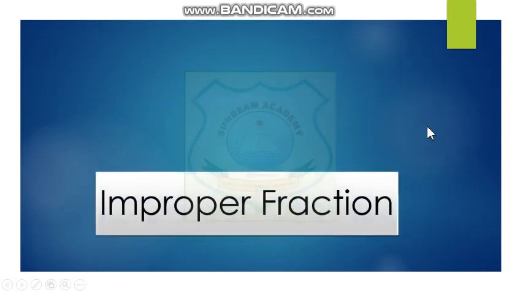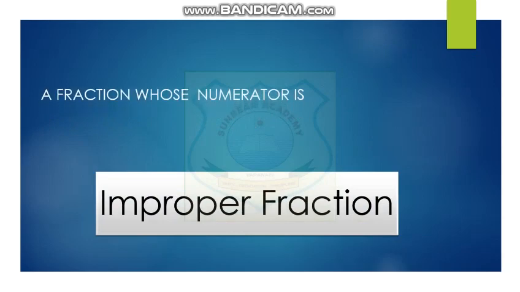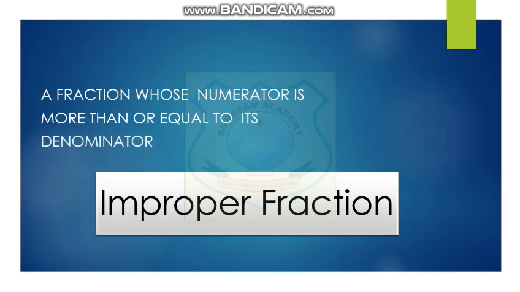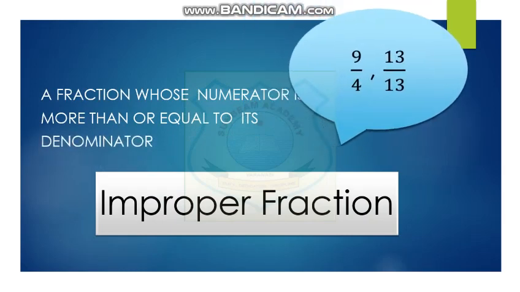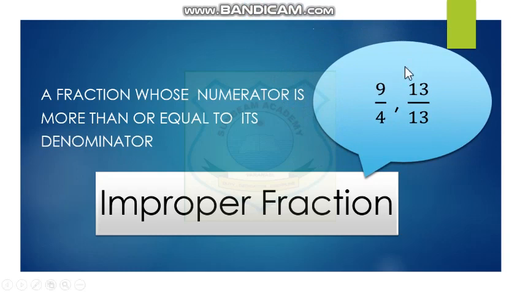Now next is improper fraction. In an improper fraction, the numerator is more than or equal to its denominator. Let's see. Here numerator is 9 and it is more than its denominator. And in the second example, numerator is equal to its denominator. So in both cases, either more than or equal to the denominator, it will be an improper fraction.